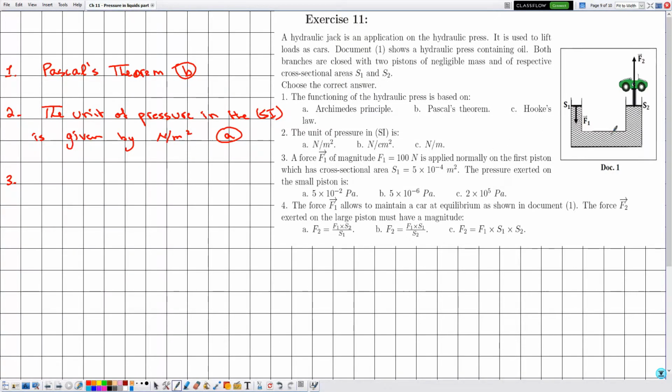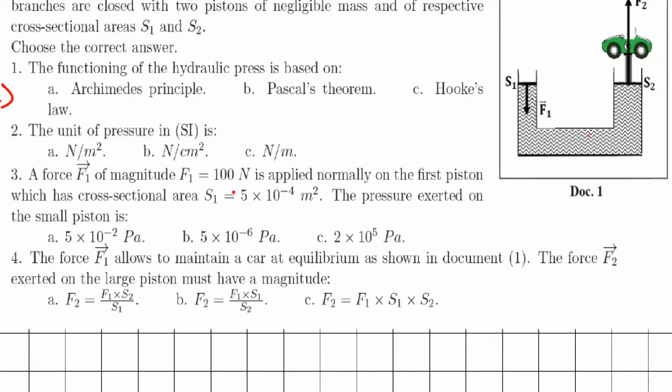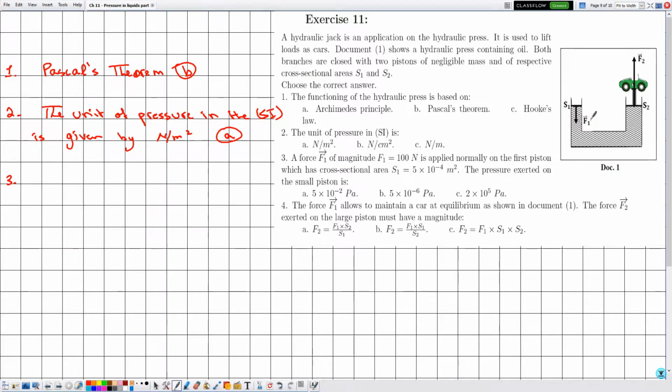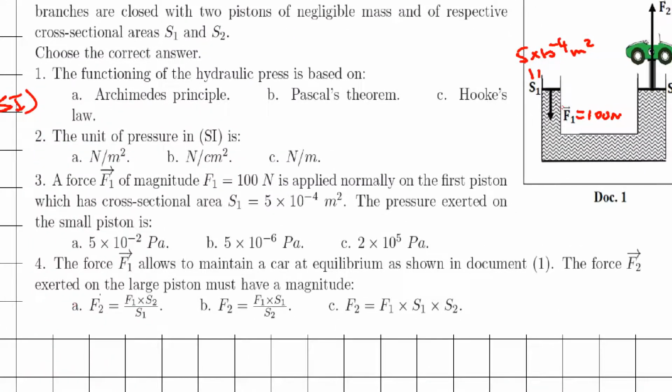Now number 3. A force F1 of magnitude F1 equal to 100 newtons is applied normally on the first piston, which has cross-sectional area S1 equal to 5 times 10 to the power minus 4 meters square. The pressure exerted on the small piston is, so we have the following answers.